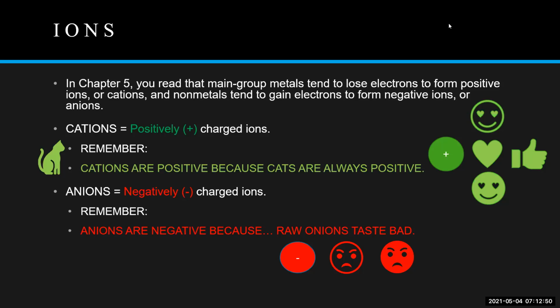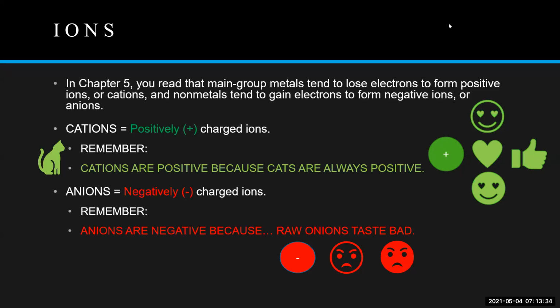And onions are negative because raw onions taste bad. That's the only reason I could imagine, because for me, onions are amazing. But I understand that there are a lot of people that hate onions. So you can relate it: cations, always positive. Nobody hates cats. But onions, you can assume they're a negative thing because people probably don't like them when they're raw.